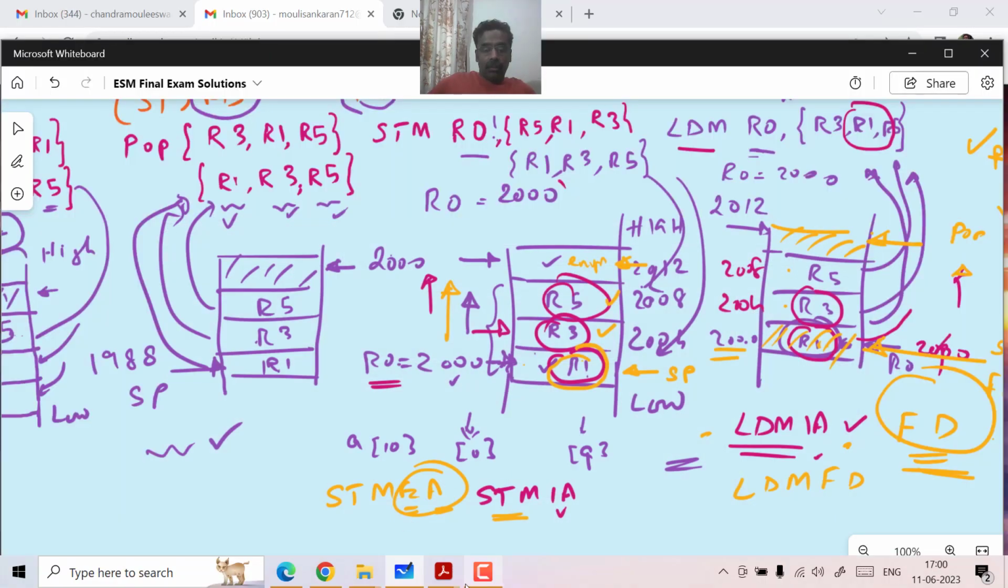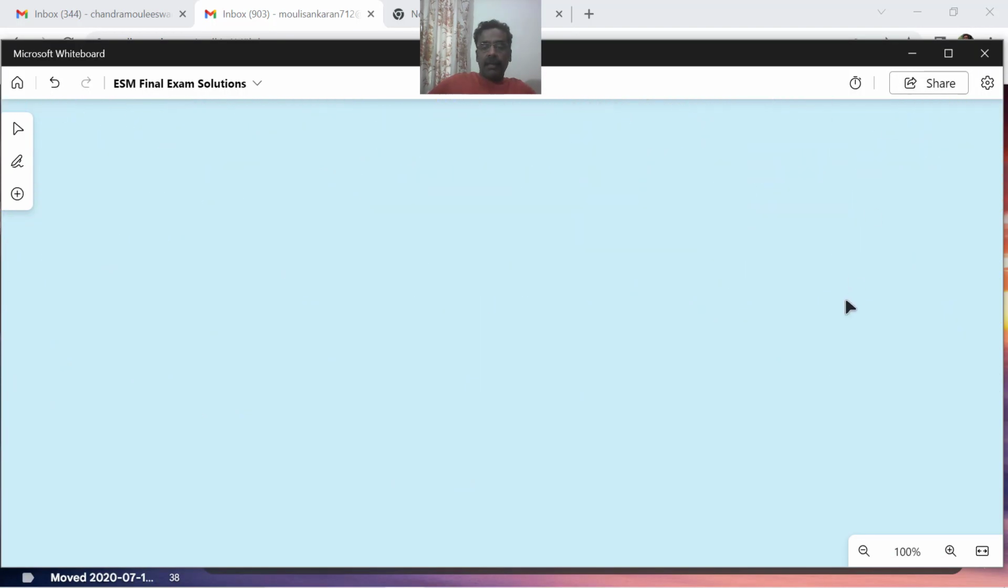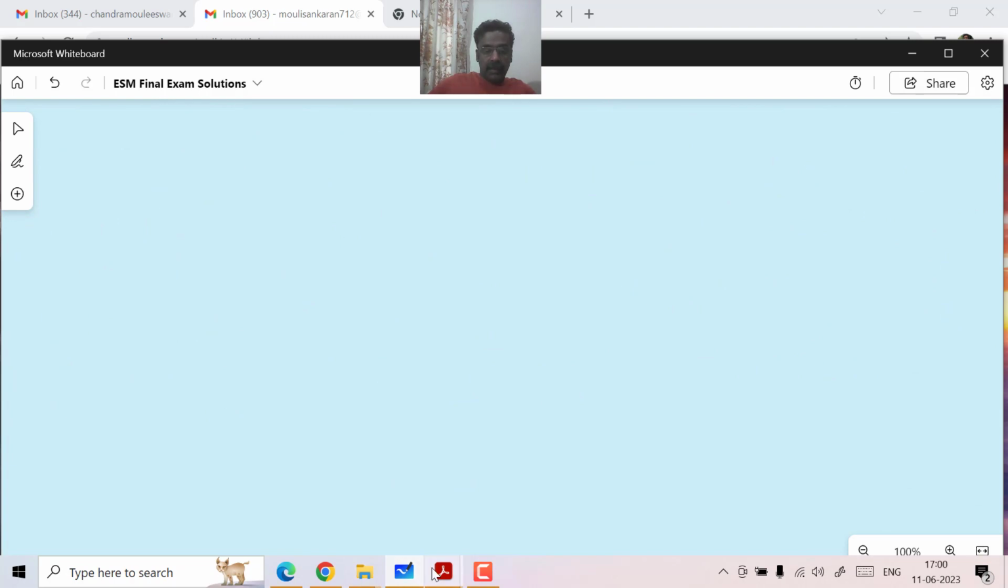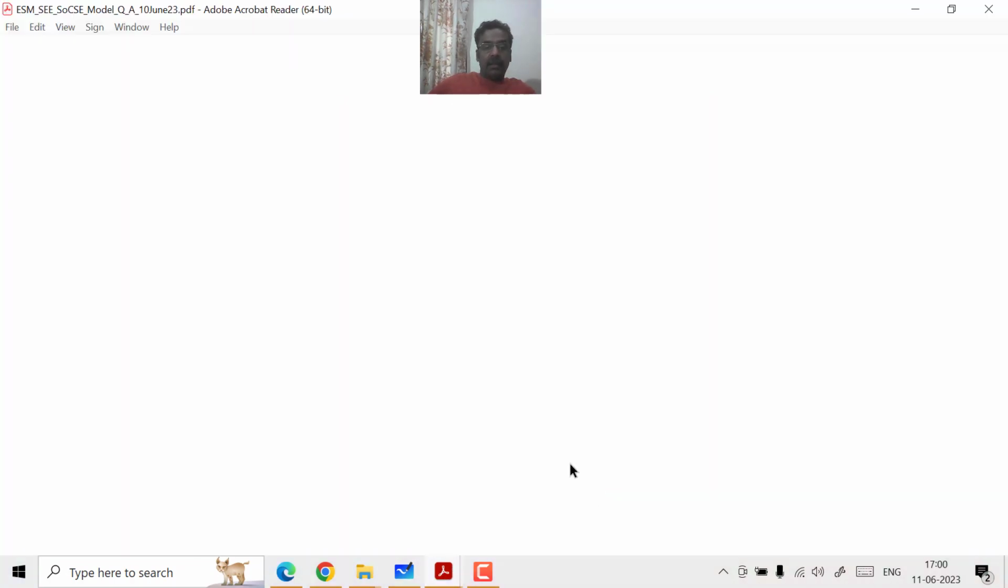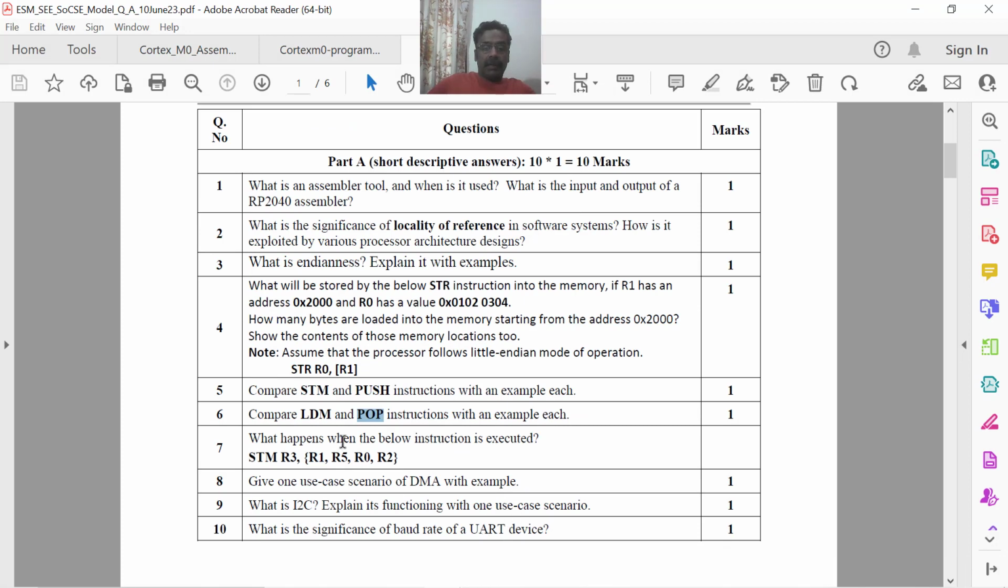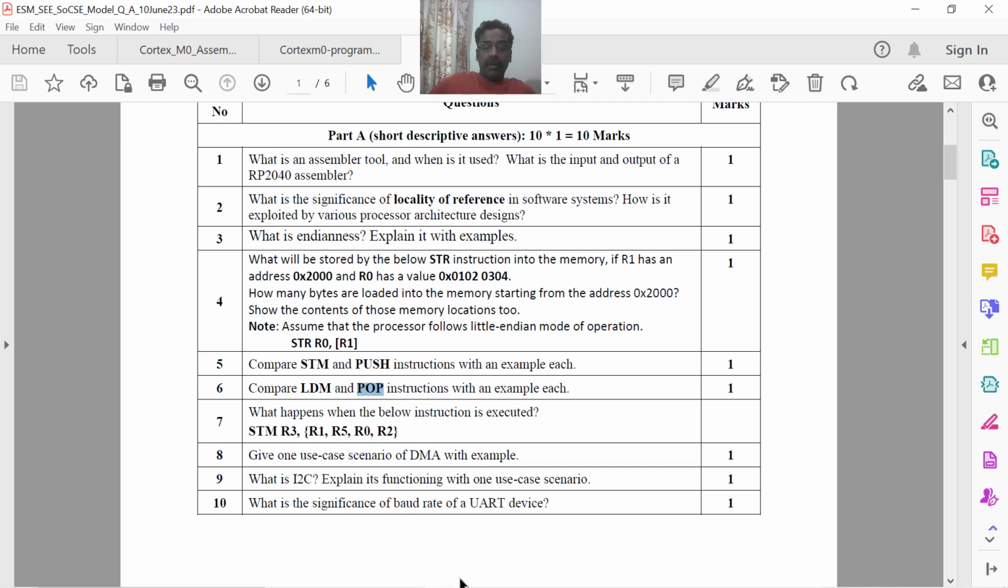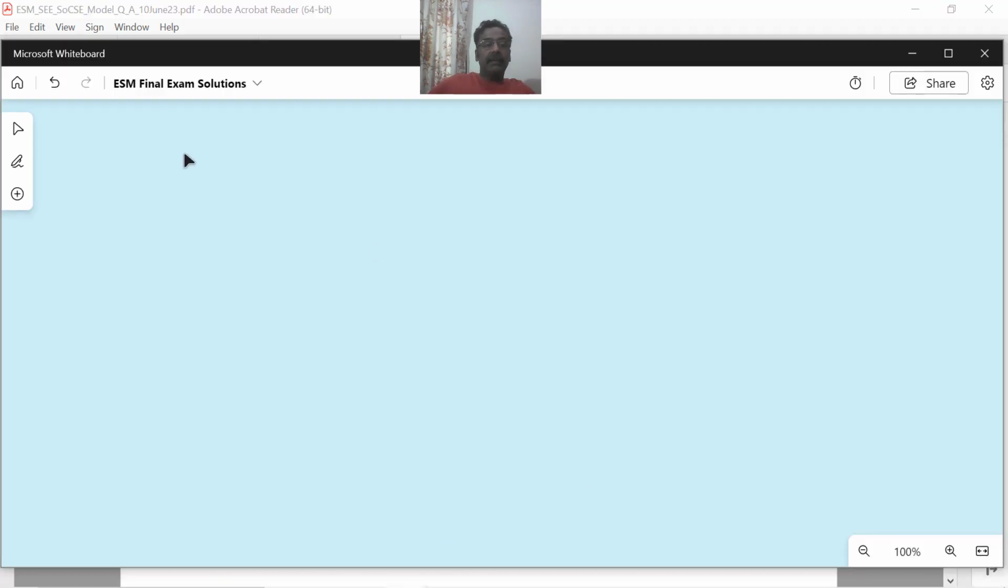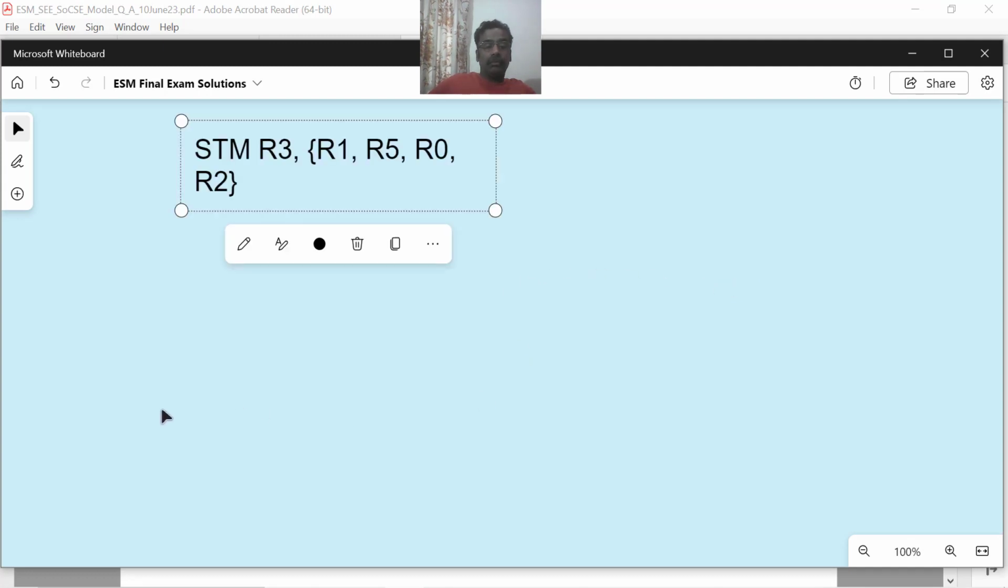Okay, fine. Now, I think I have completed everything about LDM, STM and push pop. I'm not going to cover it again. Now let us look at the other questions that we have. I think these two are done. Now again STM R3 is coming, which asks what happens when the below instruction is executed. So let me copy this. Very simple. You can pause it and write it yourself. I'm sure you will be able to understand this very well.